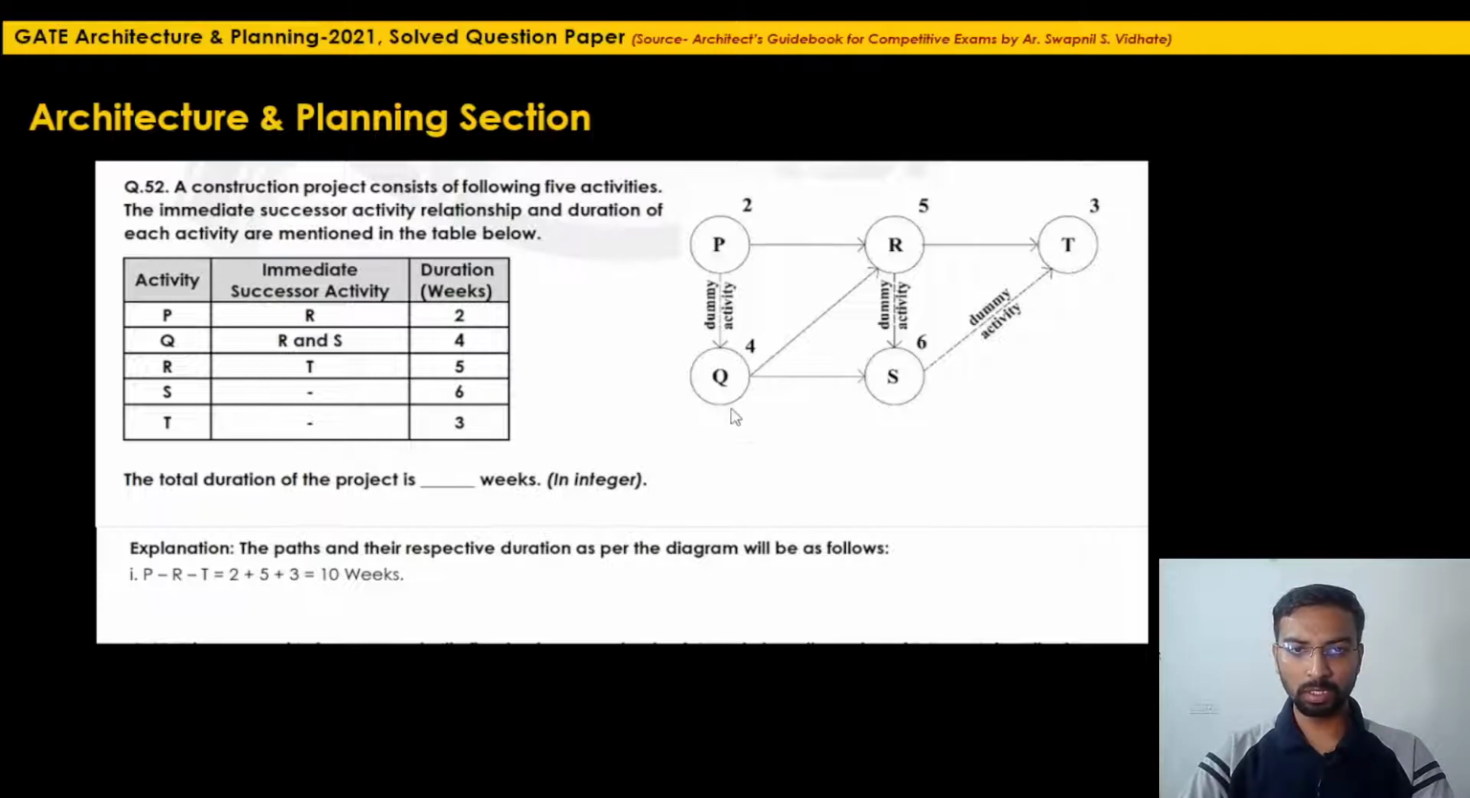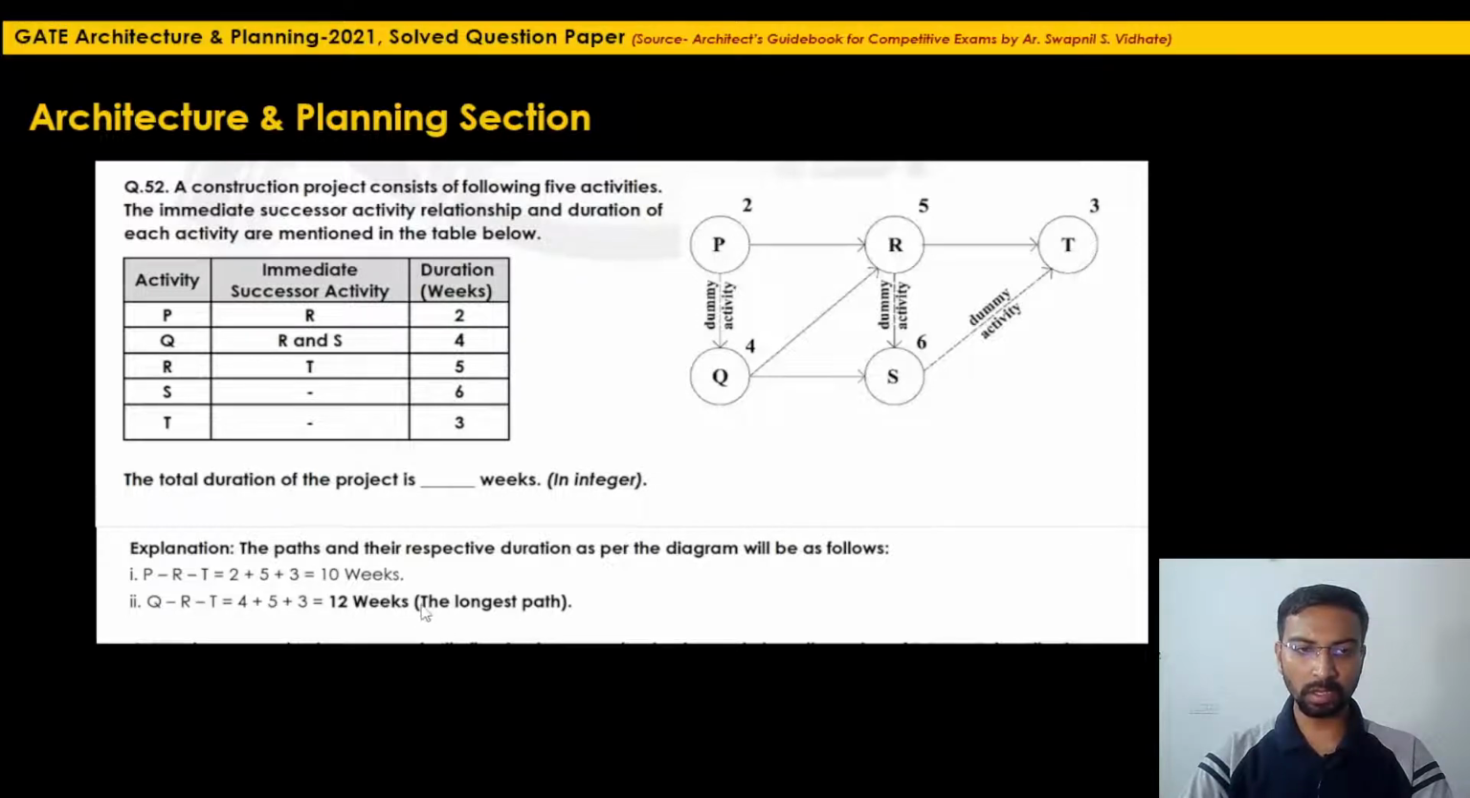Then what is the other path? It is Q, R, and T, because here there is a dummy activity. There is no relation. So Q, R, T is the second path. What is the duration for this? 4 plus 5 is 9, 9 plus 3 is 12. So this will be the longest path, and the total duration of the project is dash weeks.